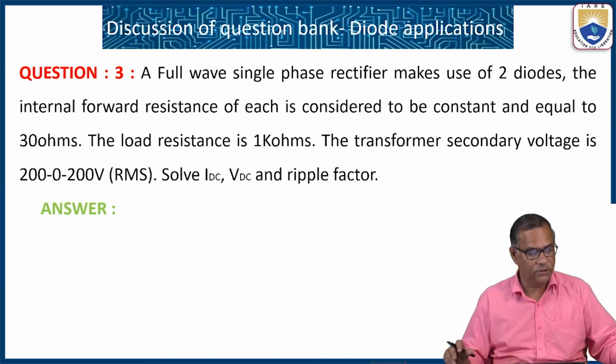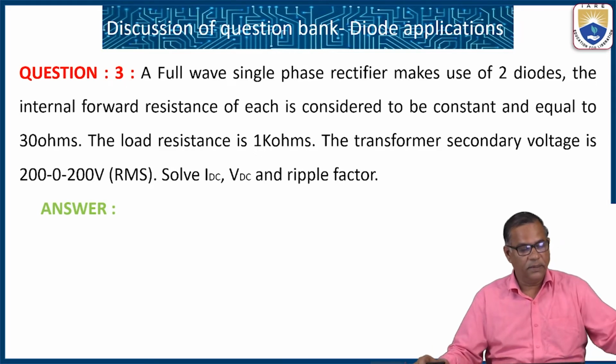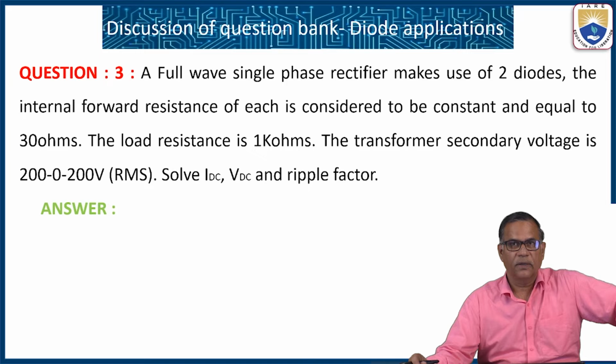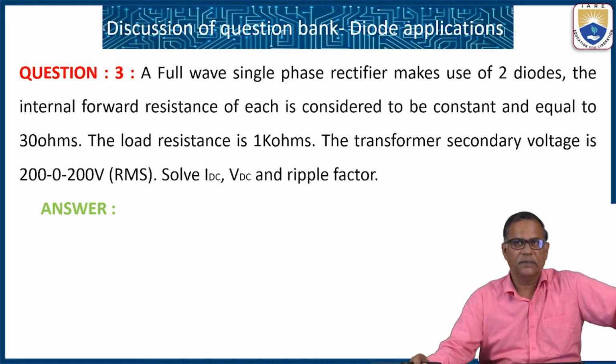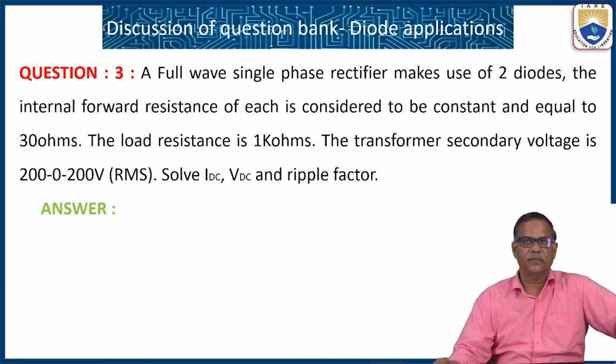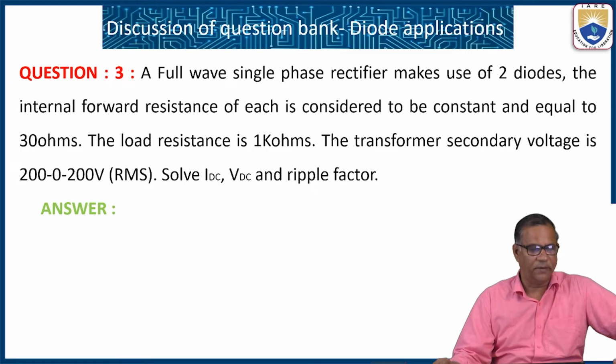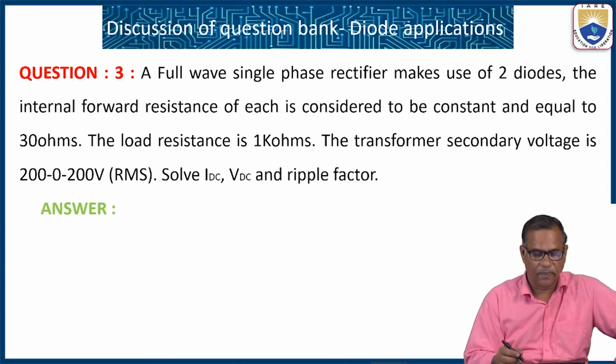Next, let us go to question number 3. That is, a full wave single phase rectifier makes use of two diodes. The internal forward resistance of each is considered to be constant and is equal to 30 ohms. The load resistance is 1 kilo ohm. The transformer secondary voltage is 200-0-200 volts. Solve for IDC, VDC and the ripple factor. So this is the problem.